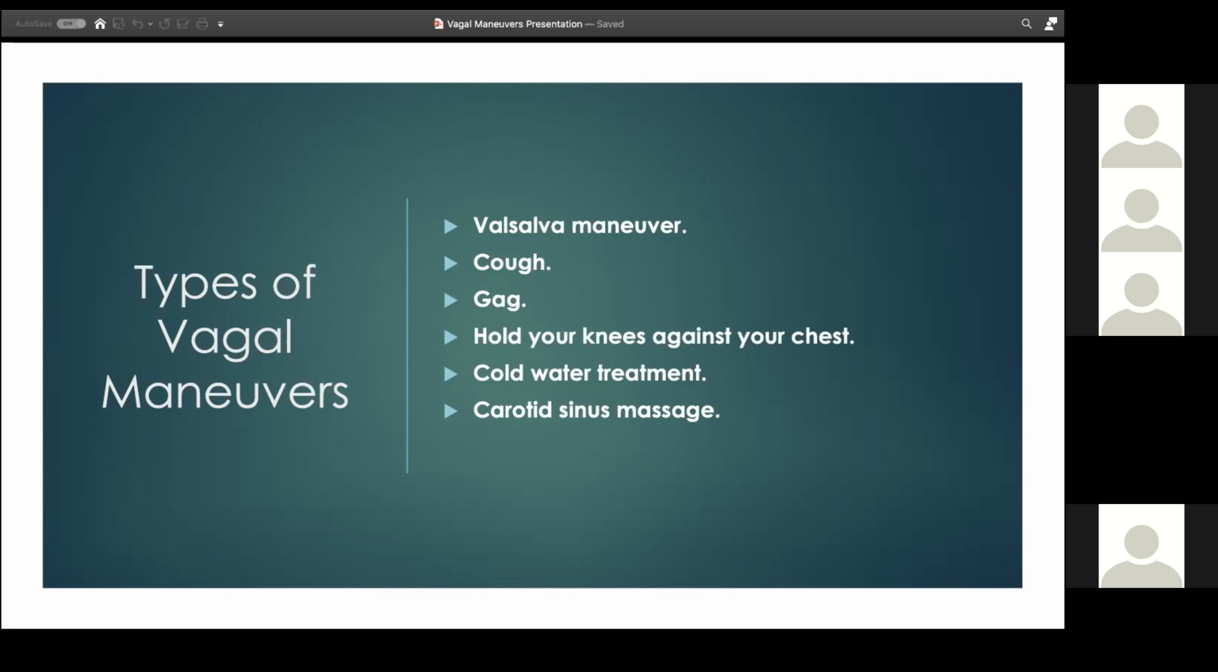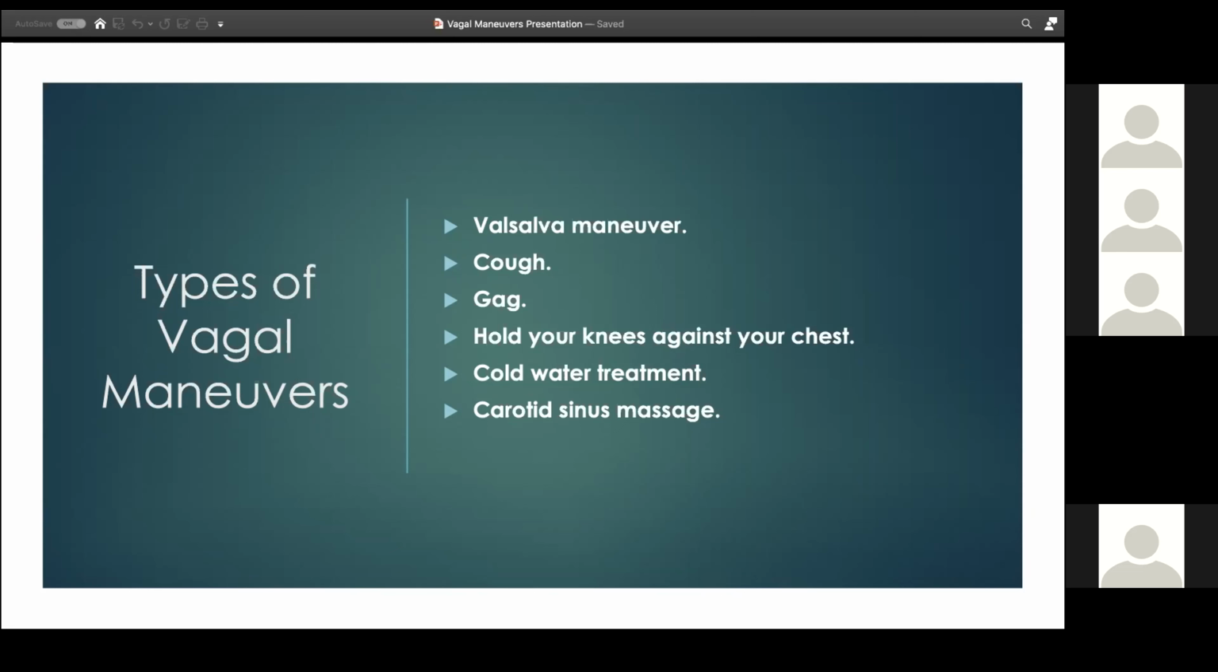And then we also have cold water treatment. This can look like different things, and it can also be called the diving reflex. You can use a plastic bag, fill it with ice and place it on the face for 15 seconds. Or you can immerse the face in icy cold water for several seconds. Or you can just have a really cold shower or a really cold bath.